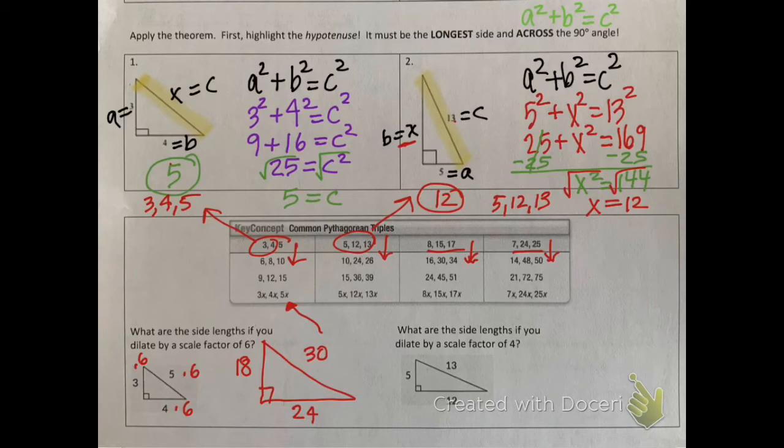In this next example, you have your 5, 12, 13, and you're dilating by a factor of 4. So you're multiplying all 3 originals by 4. And when you do that, you create another Pythagorean triple. So 5 times 4 is 20. 12 times 4 is 48. 13 times 4 is 52. So this Pythagorean triple would belong in this column here with the 5, 12, 13.